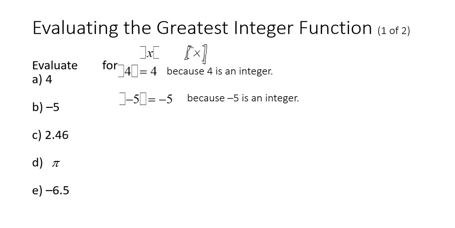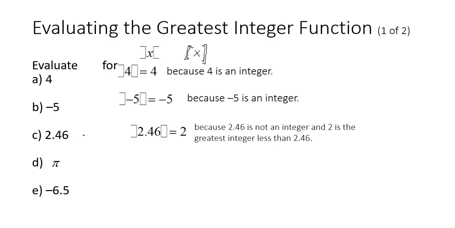2.46 is not an integer, so the step function for that would be the integer that is the greatest integer less than this value. What's the greatest integer less than that? Less than this would be 2. So 2 would be the greatest integer less than 2.46.